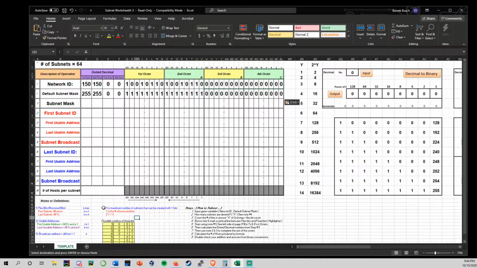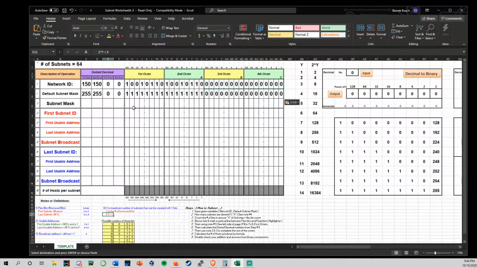If you look at this section here, X is the maximum number of subnets that can be created with Y bits. Y is the number of borrowed bits. Then we have 2 to the power of Y equals X. This is the most important part here. We know X is 64, so essentially we need to figure out 2 to the power of Y, and that's going to tell us how many bits we need to borrow.